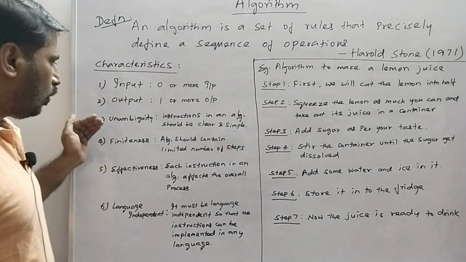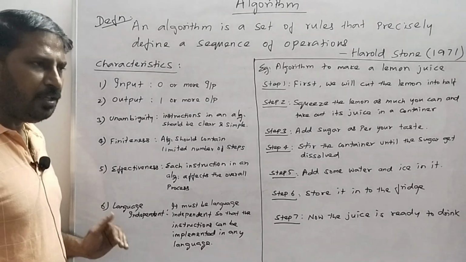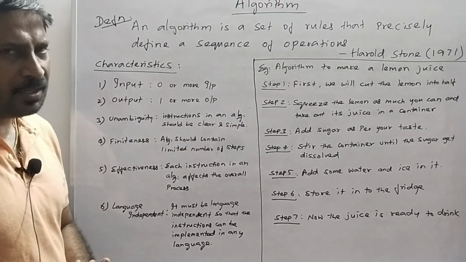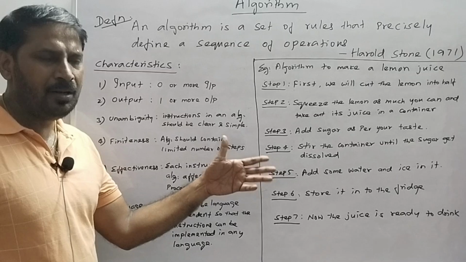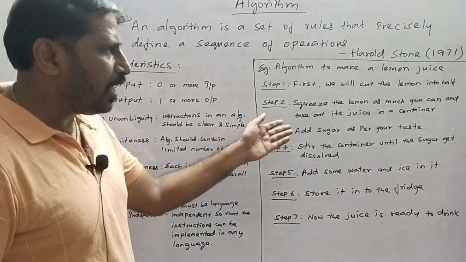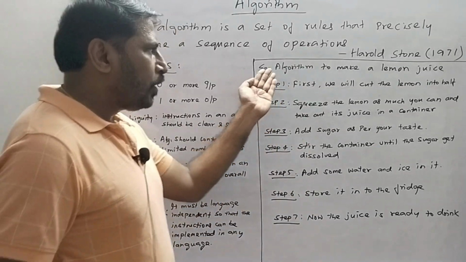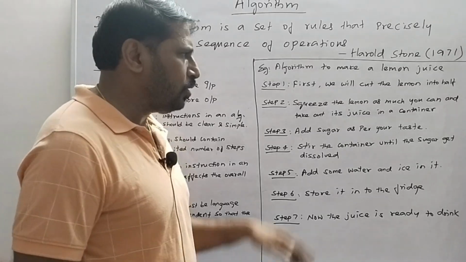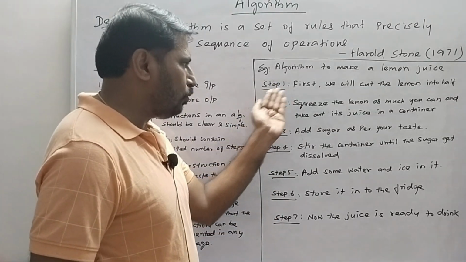So input, output, unambiguity, finiteness, effectiveness, and language independence are very, very important as far as the algorithm is concerned. Now we are going to see one live example of how an algorithm is written, so that through the example you are able to understand very clearly. The example is an algorithm to make lemon juice. How can we make lemon juice? I am explaining through algorithm steps here.